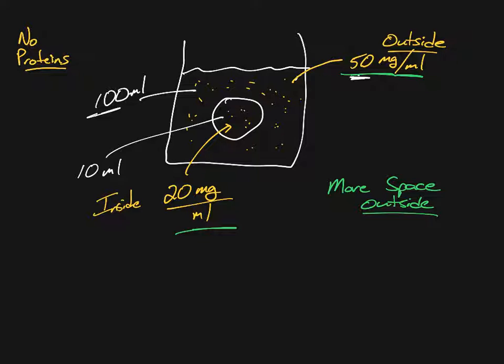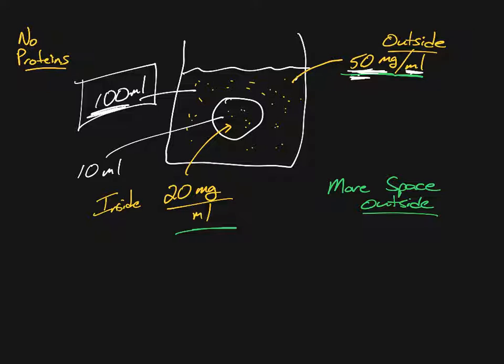So how many milligrams are there on the outside? For every milliliter, there's 50. How many milligrams are there outside if there's 100 milliliters? 5,000 milligrams is correct. Because for every 1 milliliter, you have 50. Outside, you have 100 milliliters, you have 5,000 milligrams. You see what I'm saying? So this is tricky. This is hard for even some older people to figure out.